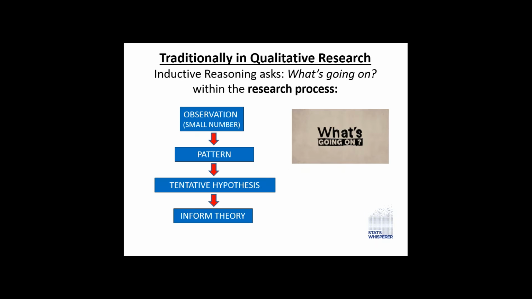So traditionally in qualitative research, we go through the process known as inductive reasoning. Inductive reasoning asks, what's going on, right, within the research process? So traditionally what happens is there's an observation of a small number of study participants, right? They may be observed in a naturalistic setting. They may be observed as part of the study, right? But from this observation, a pattern is noticed, right?